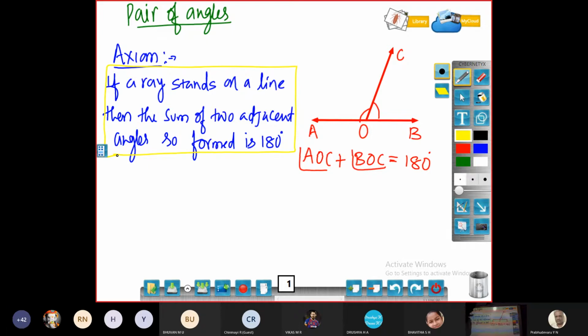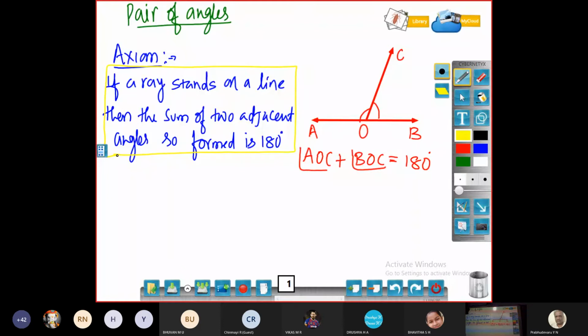You can note this down. You can recall that when the sum of the two adjacent angles is 180 degrees, then they are called a linear pair. That also we have studied earlier. When the sum of the two adjacent angles is equal to 180 degrees, then they are called a linear pair. Here, look at this statement.